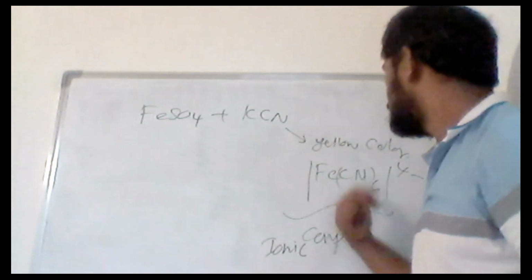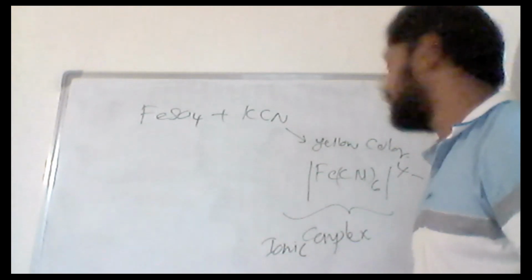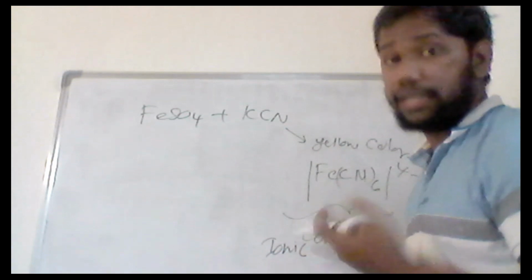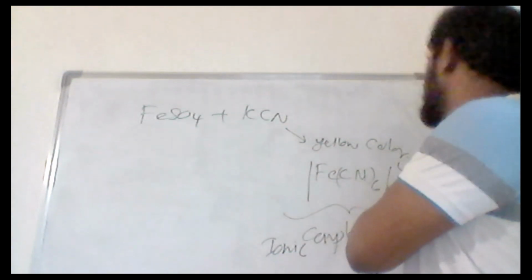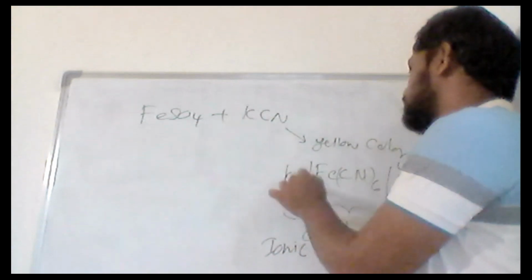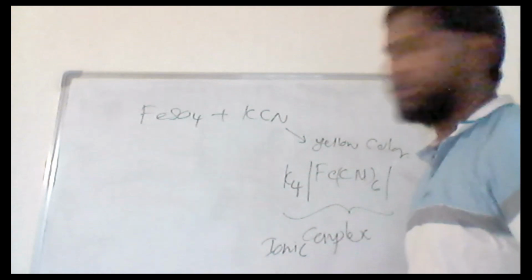the complex formed is [Fe(CN)6]4-. That is the ion, the anion, but the complex, instead of having 4 minus, can have potassium. So this will be K4[Fe(CN)6].